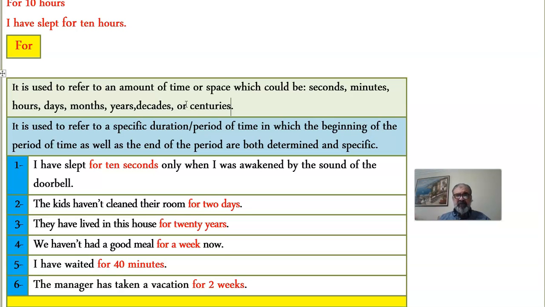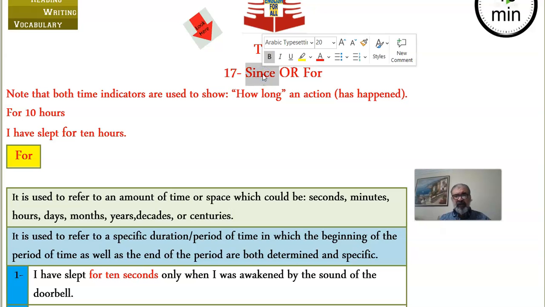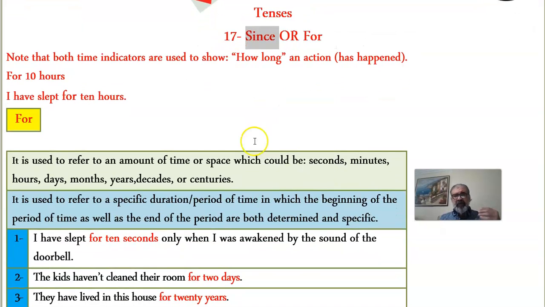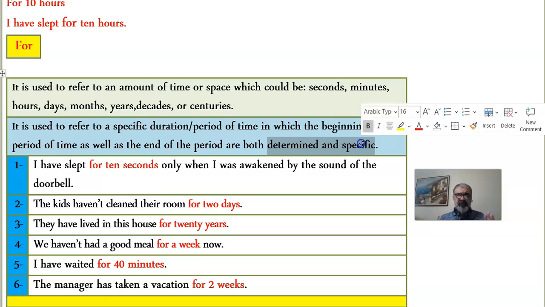When you compare it with since, which is used for a non-specific duration of time, since yesterday. But if I say for 1 day, that's specific, starting from the first hour of the day until the last hour of the day, for 1 day. So again, for is used for a specific and determined duration of time.